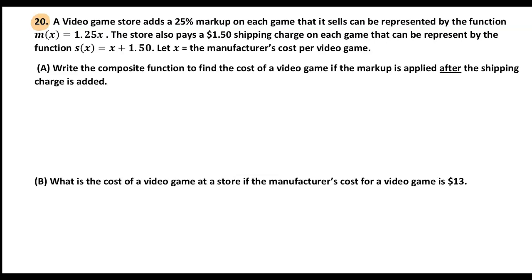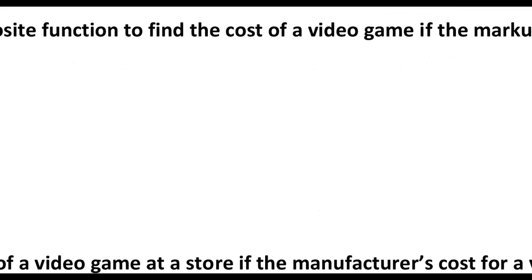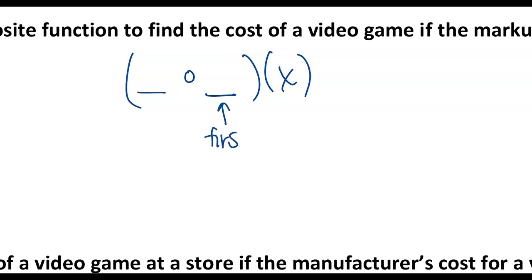So I purposely underlined after and I purposely wrote it in this form. What you need to do first, if you haven't already, is write this in its composite form. So you need to have something of x, because the variable in this problem is x for the s of x and the m of x. Remember, whatever goes on here happens first. Whatever goes on here happens second. So you need to tell me, what's happening first? Are we getting charged for the shipping first or the markup? Which one is happening first?